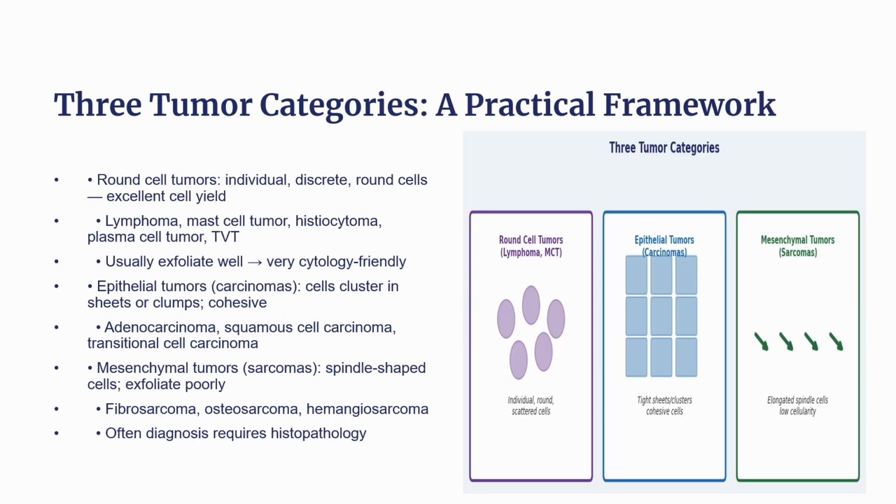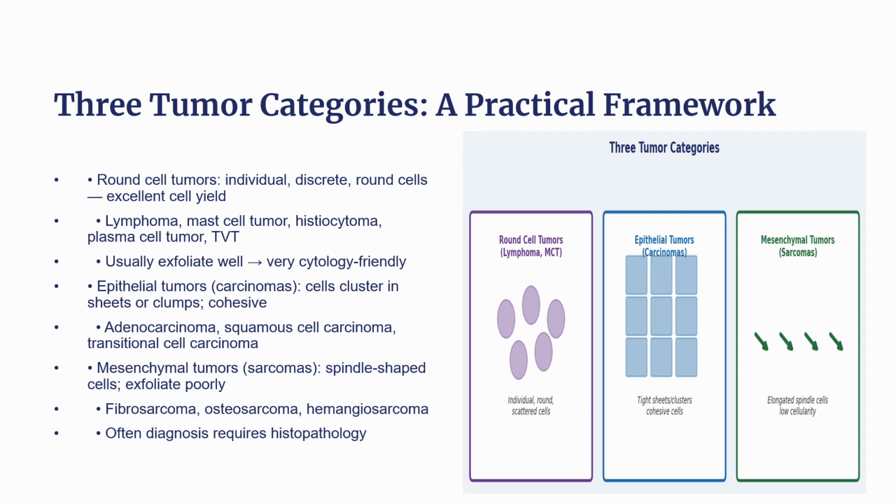Neoplastic cells come in 3 basic architectural flavors: Round cell tumors, lymphoma being the classic example, shed individual cells that roll around freely on the slide. They give you beautiful cellular samples and are very cytology friendly. Epithelial tumors, carcinomas, come from cells that stick together, so they exfoliate in sheets or clusters.